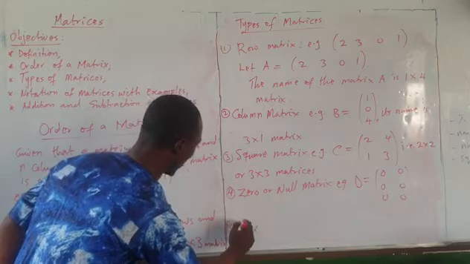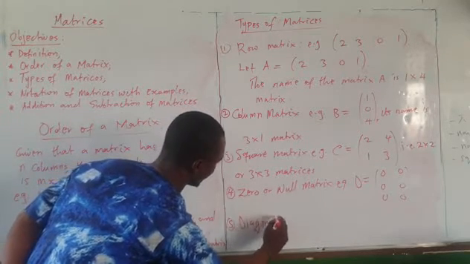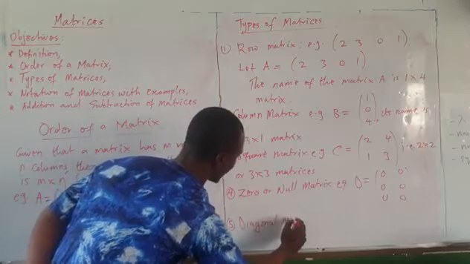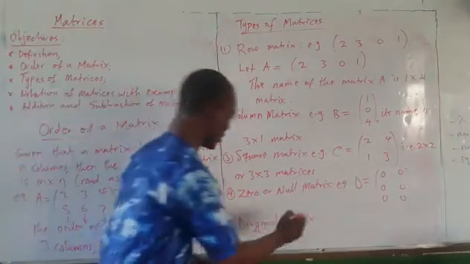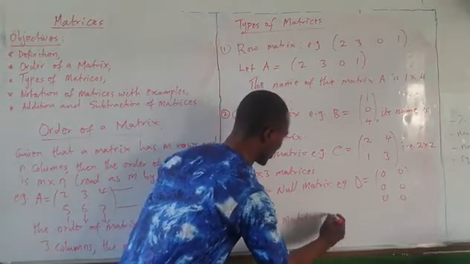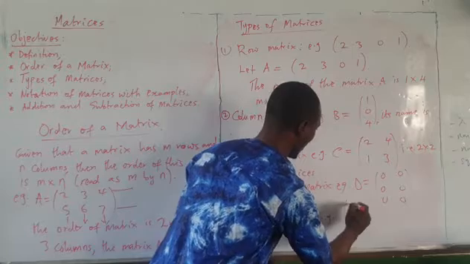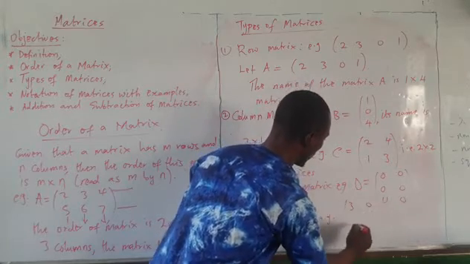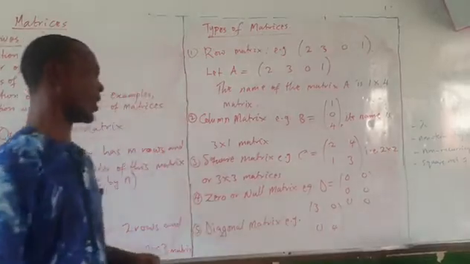Then after this, we have number 5, the diagonal matrix. An example of a diagonal matrix is, let's say, we have 3, 0, 0, 4. So this is an example of a diagonal matrix.